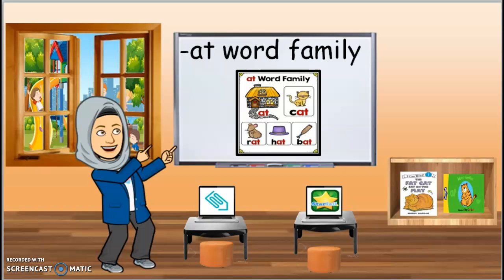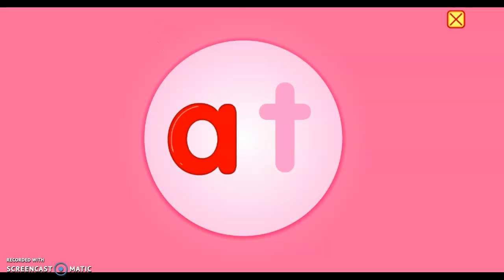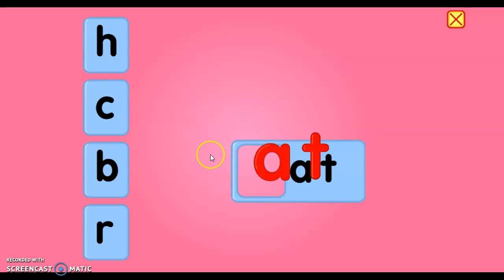Now let's go to the at word family. At. How about if we play a game? Are you ready to play the game? Let's go. Make a word with at. What do you see in the picture? This is a bat.